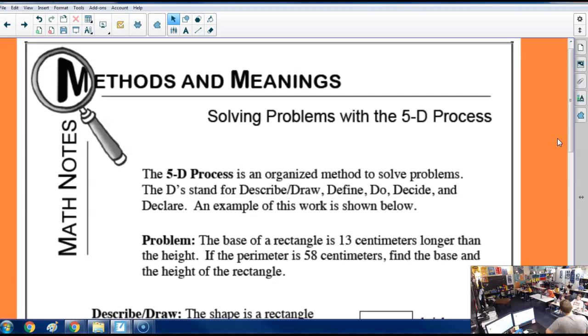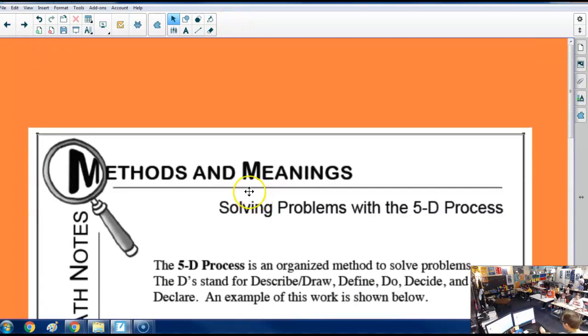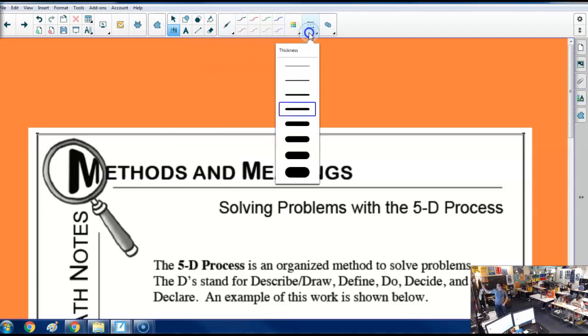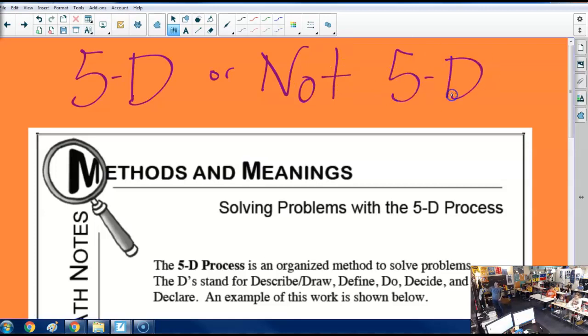What's the title of our notes again? We're doing more solving problems. So we can call today, if you really want a title, 5D or not 5D. That is the question. Who can remind us what the 5D is? Bella? Define the side.